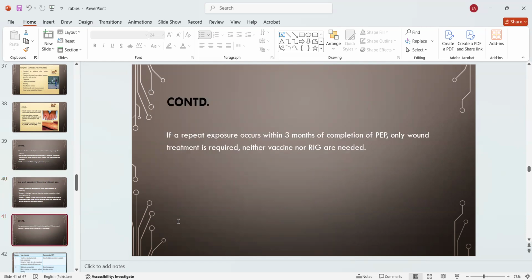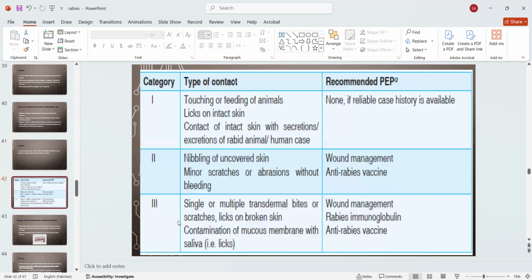If a repeat exposure occurs within 3 months of completion of post-exposure prophylaxis, only wound treatment is required, neither vaccine nor immunoglobulin are needed. According to the category, the recommended post-exposure prophylaxis: in category 1, no treatment is required if reliable case history is available. In category 2, wound management and anti-rabies vaccine is given. And in category 3, wound management, rabies immunoglobulin, and anti-rabies vaccine is given.